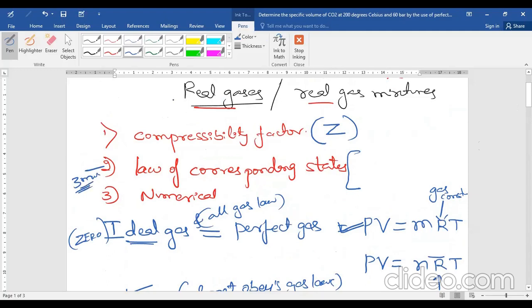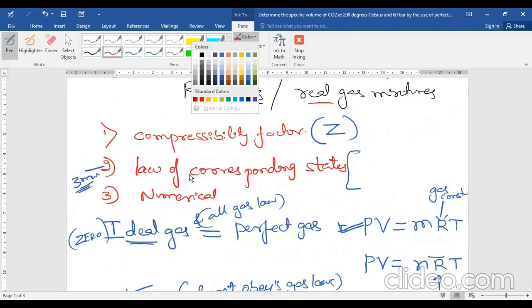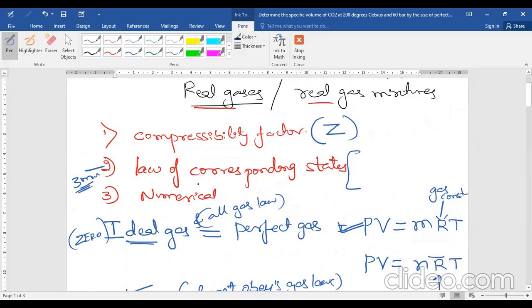So the law of corresponding states is also called, keep in mind, reduced pressures or reduced properties. Define law of corresponding states. It is also called reduced properties. Both are the same. So what are these reduced properties? My dear students, how many properties do we usually consider in thermodynamics?